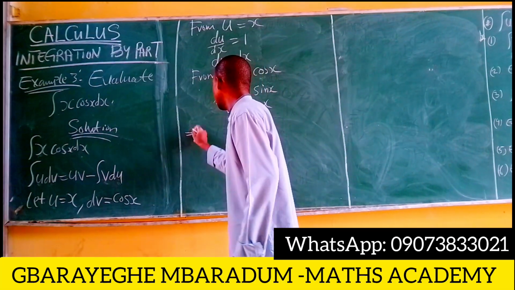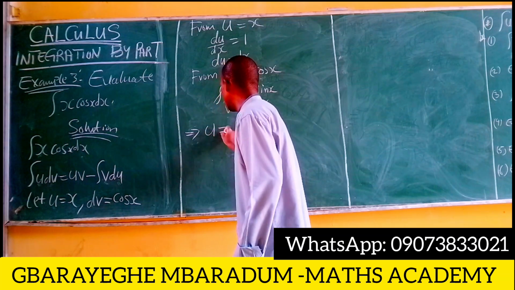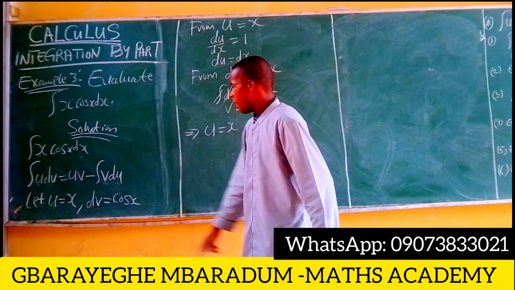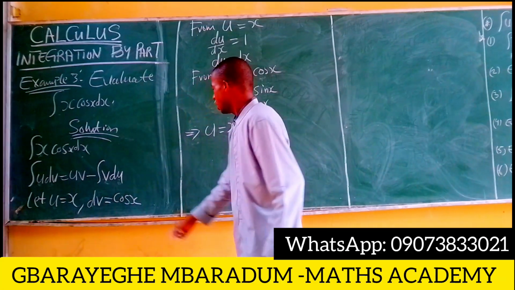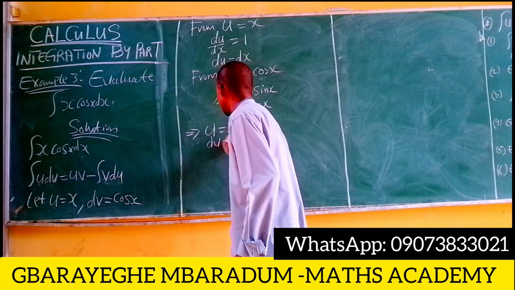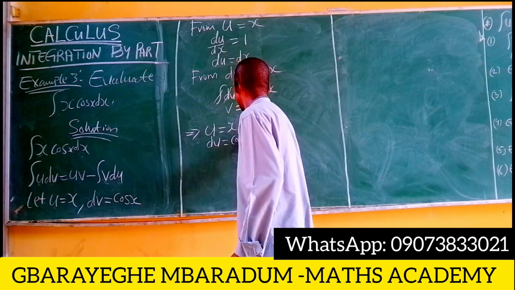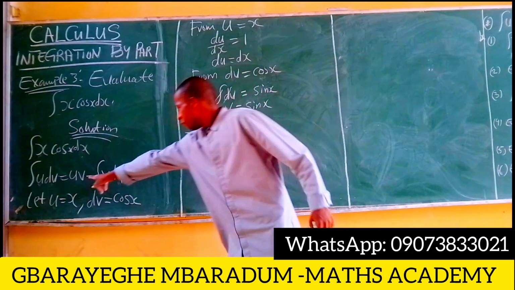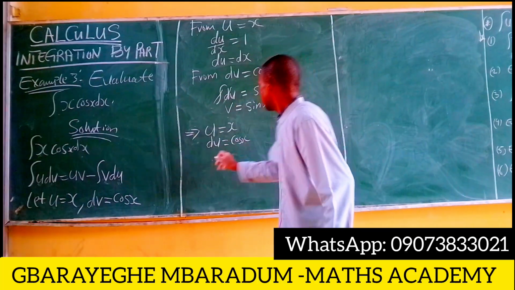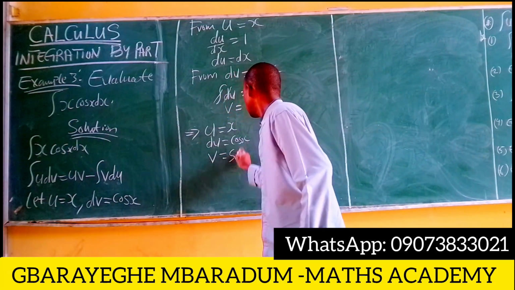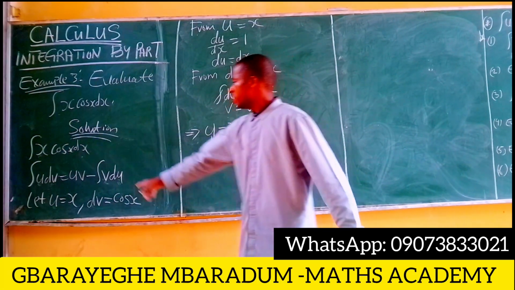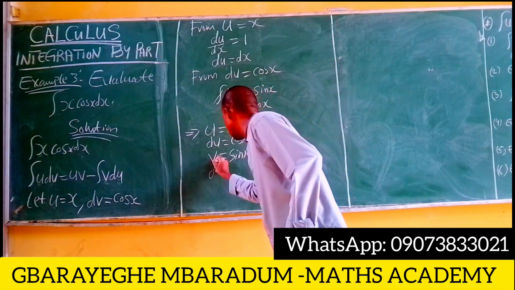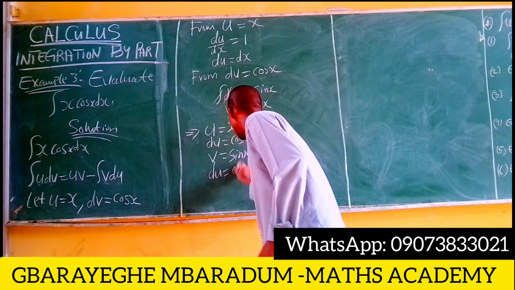Now we have all the parameters. So this implies that our u is x, and our dv is cos x. Our u is x, our v is sin x, our du is dx, and our dv is cos x dx.